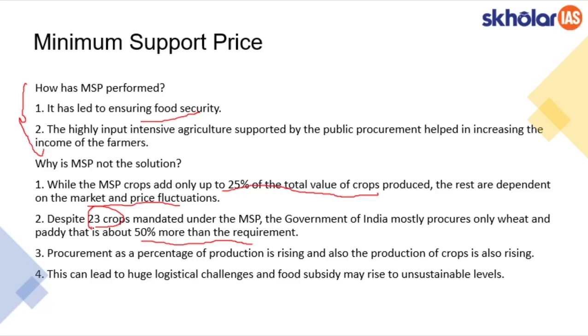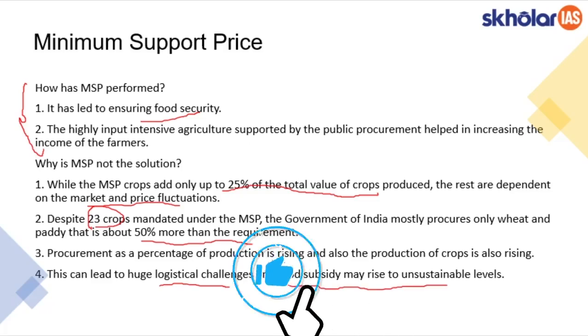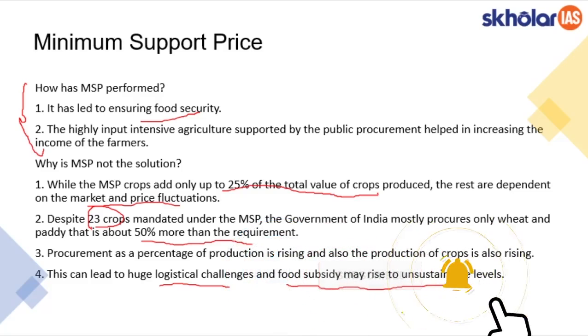What happens? This would push farmers to produce only those crops that have guaranteed income. That is, farmers would be interested in producing those 23 crops and won't be shifting their practices to growing other crops. This would lead to a logistical challenge, because there is a limit to how much you can store in FCI godowns, and this would also lead to food subsidy rising to unsustainable levels. So these are the reasons why MSP cannot be regarded as a long-term solution.